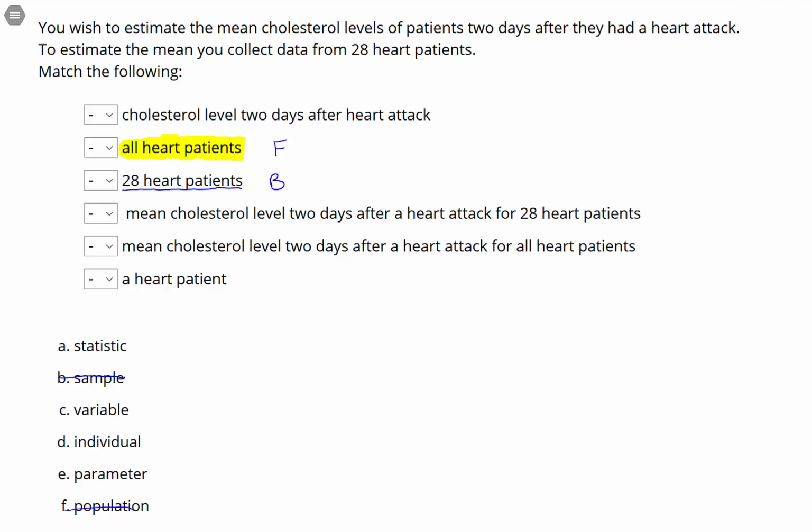Okay, then let's look at individual. So individual is just a single item within a study. So if we look at the given items here, and we come down to this last one, it says a heart patient. So it's someone within the population, but it's not really a group of people. It's not a sample of items. It's a single item within the population. That's an individual. So that's going to be D in this case.